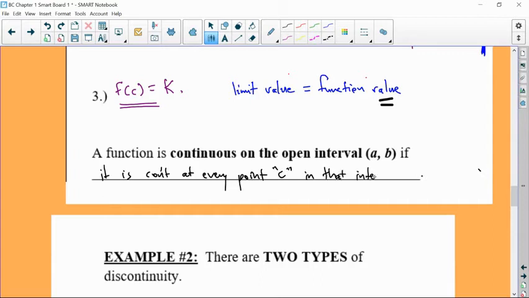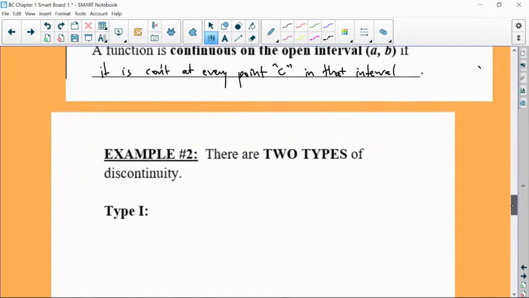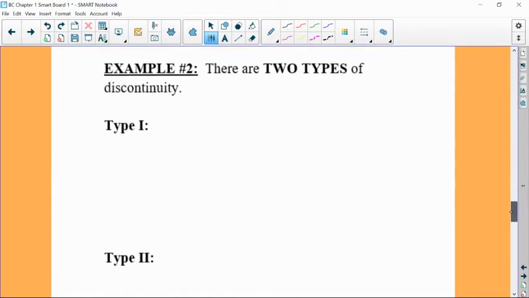And that's hard to prove at every single C value because there's an infinite number of C values on that open interval. So again, we would just be looking at the interval as a whole, and trying to identify one point, maybe it's continuous or discontinuous. Okay, now there are two different types of discontinuity.